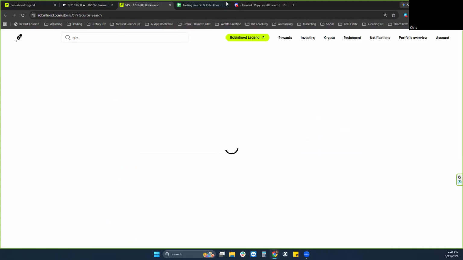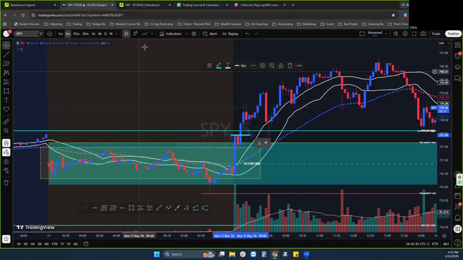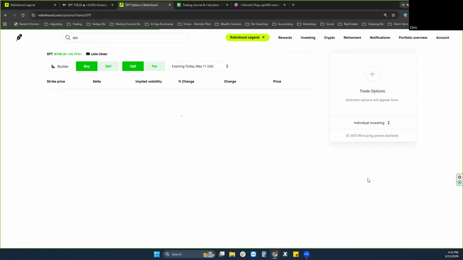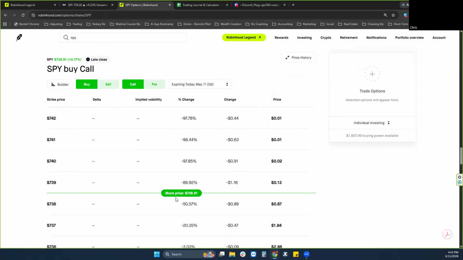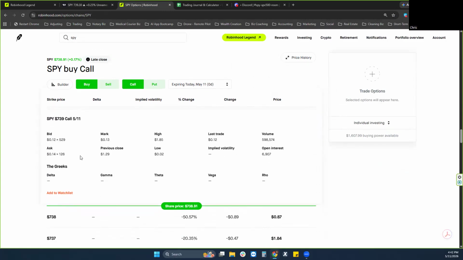And what was this? 7:39 call. All right, so let me go over here. Go to options, call, buy, call, 7:39 was right here. And so yesterday's close was $1.29. But then when it opened today, it opened at 2 cents. So imagine the gap between $1.29 to 2 cents. And then the high on the day was 185.